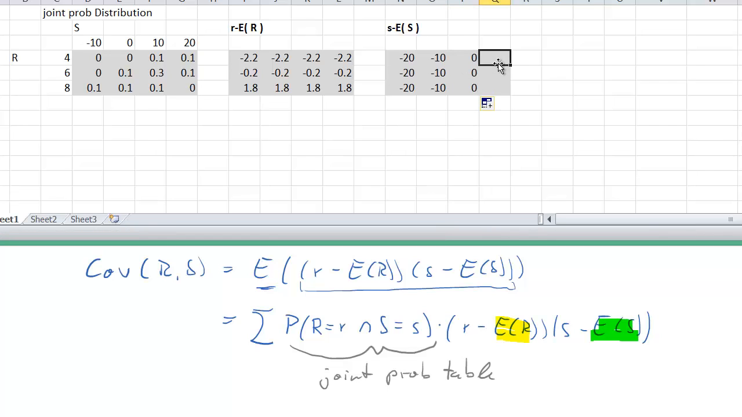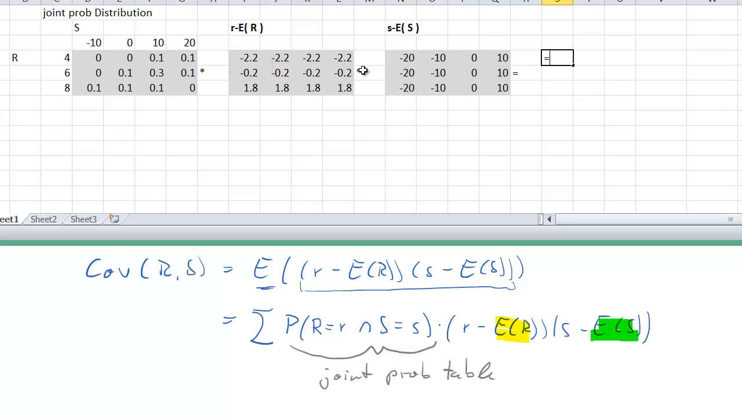I only need to copy this down here, and then if the outcome for R is 20, 20 minus the expected value is 20 minus 10, which is 10. So for these 3 outcomes, the little r minus the expected value of R is 10. So now we have 12 possible combinations of R and S, and for each of these 12 combinations we have values for our 3 terms which we need in the covariance calculation.